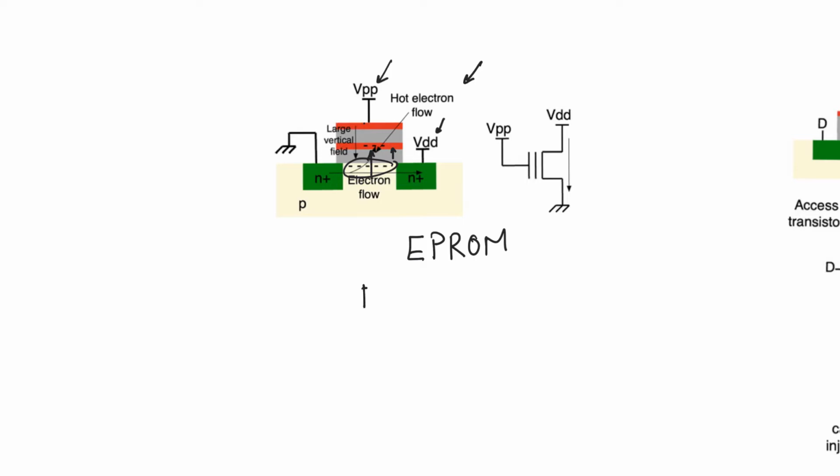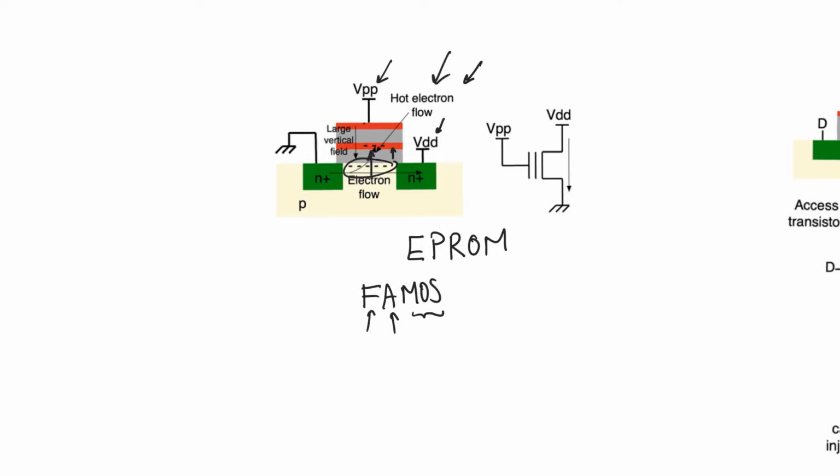This device is called the FAMOS device, and this stands for floating gate, this is the F, avalanche injection, this is the A, MOS. So this is a floating gate avalanche injection MOS device. So if you want to program a certain cell in an EPROM to carry a 0, you have to do this. Now, all the cells by default are carrying a 1, and by programming certain cells to carry zeros, we can write data into the memory array.